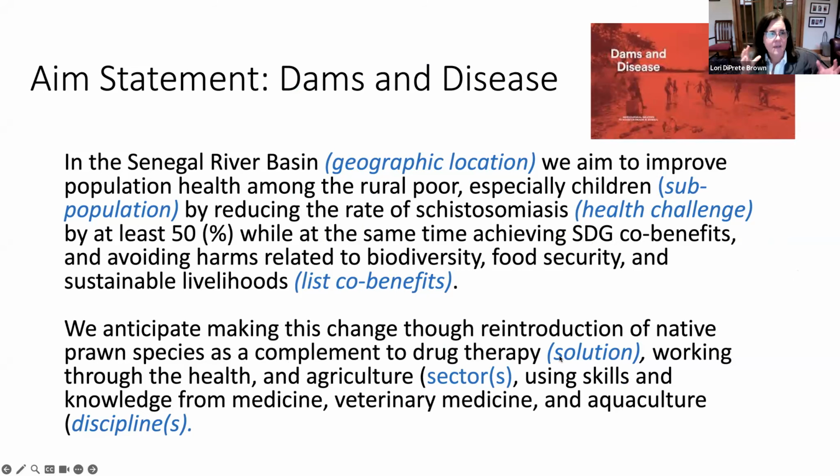So they have this idea of doing something in the environment and doing something in healthcare. And we're going to work through the health and agriculture sectors. There's 2 sectors involved, and we're going to use skills from medicine, veterinary medicine, and aquaculture. So you can see how they've just simply answered that Mad Lib.